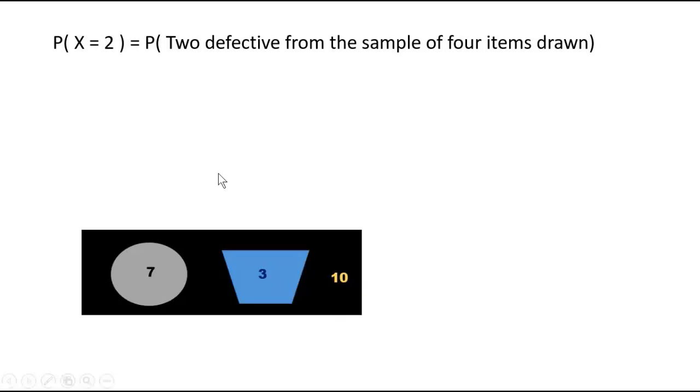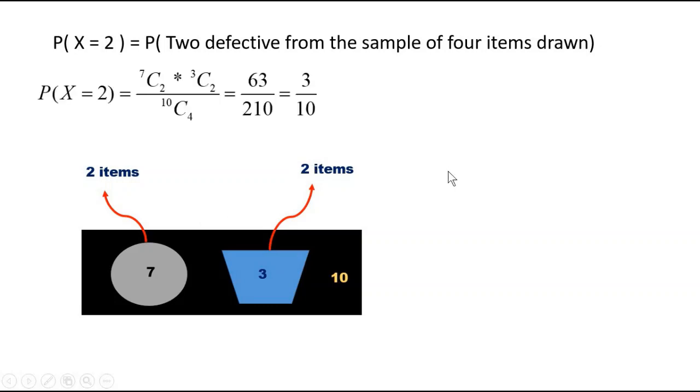Similarly, probability of X equal to 2 means 2 defectives from a sample of 4 items. From this blue colored region of 3 items, we are selecting only 2 defectives. From this grey colored region, we are selecting 2 items. So 2 plus 2 will be 4. The probability will be 7C2 into 3C2 divided by the total number of ways, which will be 3 by 10.